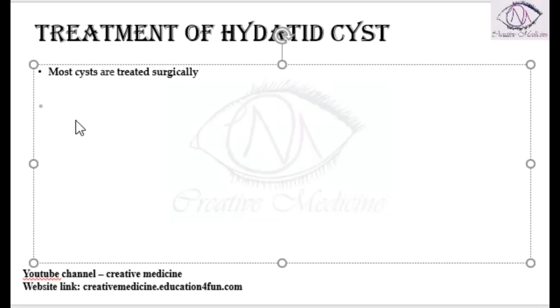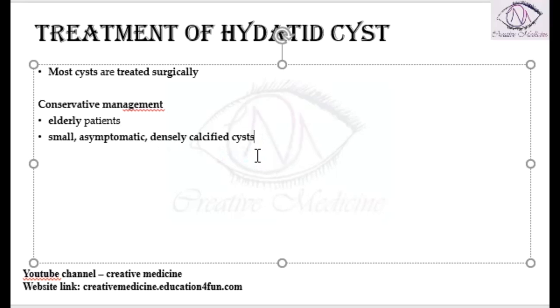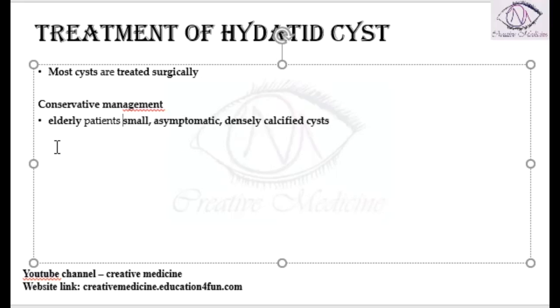Conservative management. When do you do conservative management? Conservative management is mainly done in elderly patients with small asymptomatic densely calcified cysts. In them we do conservative treatment, because in these elderly patients with small asymptomatic cysts, doing a surgery might be risky, so we do conservative management in them.